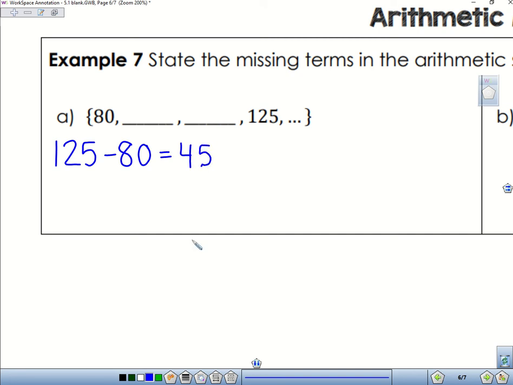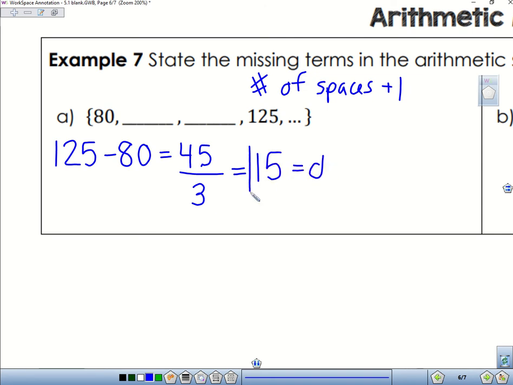And then you're going to take that number and divide by the number of spaces plus 1. So what would that be? 3. So it's always number of spaces plus 1. That's always what you're going to divide by. And when you do that division, you get 15. 15 is known as your common difference. Okay, so that's a way to find your common difference.